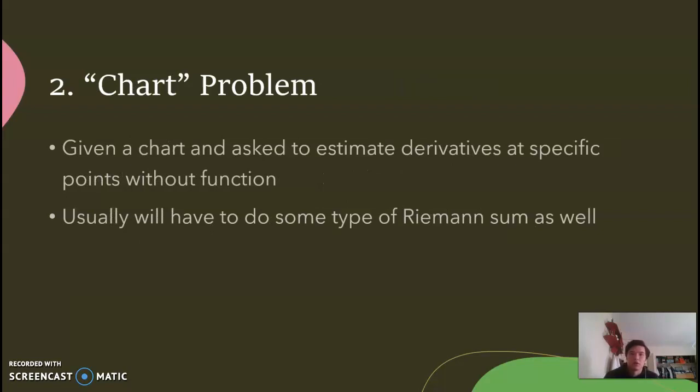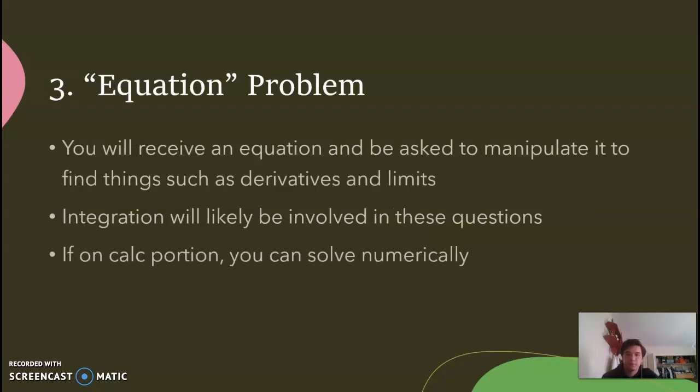All right, and the next problem is going to be chart problems. So you'll be given a chart and be asked to estimate derivatives at specific points, without using the function. And then usually you also have to use some sort of Riemann sum to calculate that.